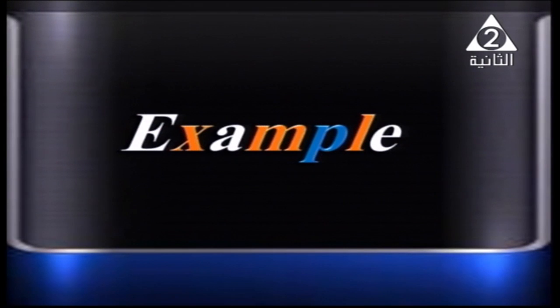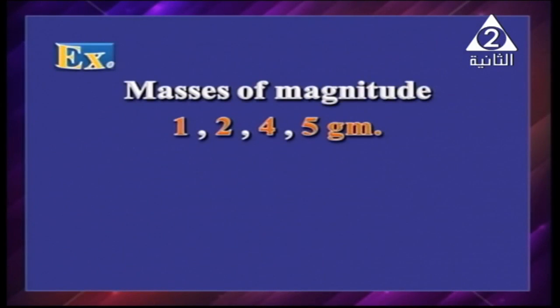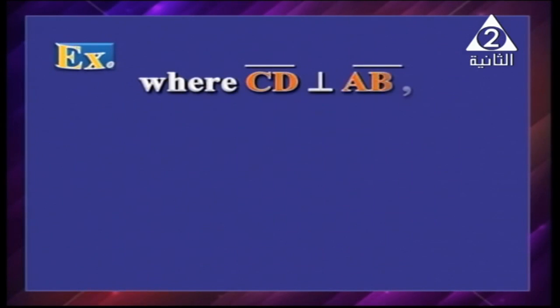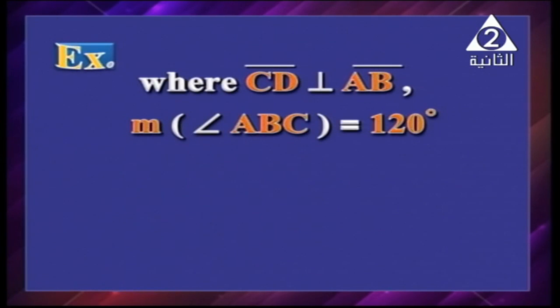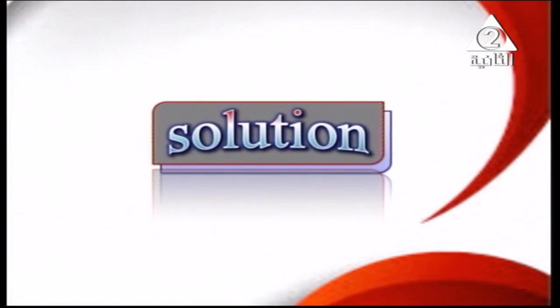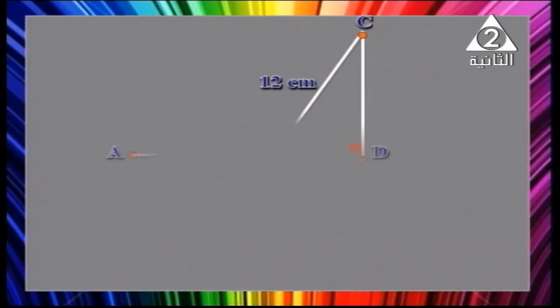Look at, my dear student, we have four masses of magnitudes 1, 2, 4, 5 grams fixed at points A, B, C, and D respectively on a broken line ABCD as shown in the figure. CD is perpendicular to AB, the measure of angle ABC is 120 degrees. Find the center of gravity of the system. Solution. Look at ABCD, angle ABC 120, AB equals 6, BC equals 12.